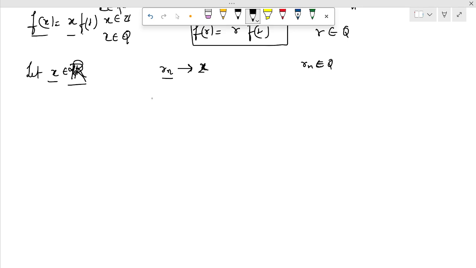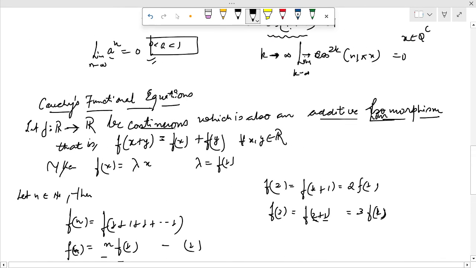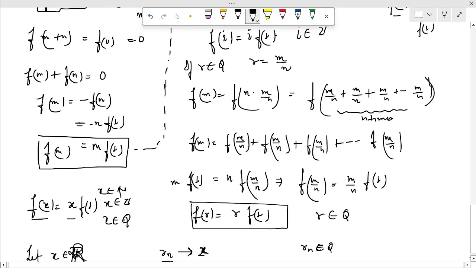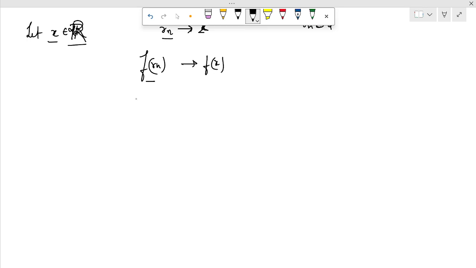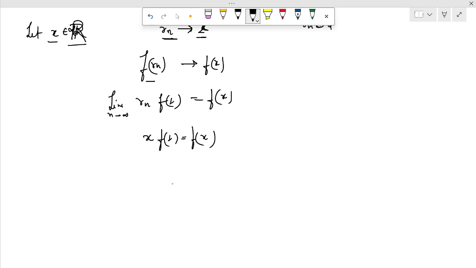Given that f is a continuous function, it is given already that f is continuous. So f(r_n) must simply be equal to f(x), and what is f(r_n)? It is equal to r_n f(1). So the limit as n tends to infinity of r_n f(1) will be equal to f(x), and we know that as n tends to infinity, r_n converges towards x, so this will be x times f(1). So clearly I can say that f(x) is equal to x times f(1) for all x belongs to R.